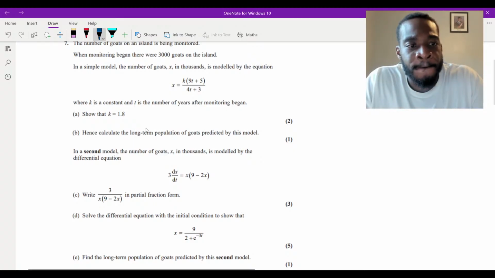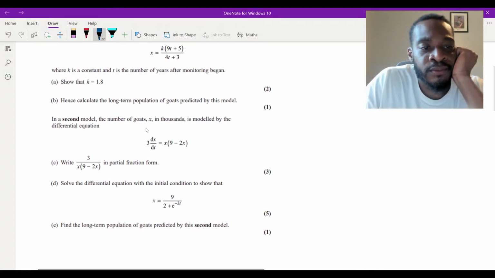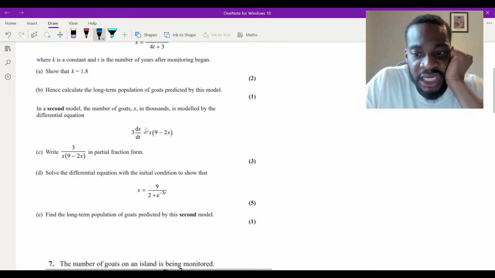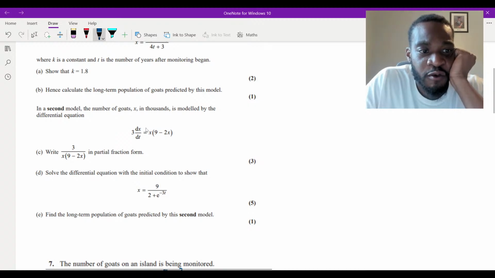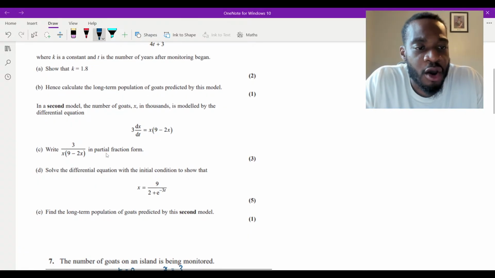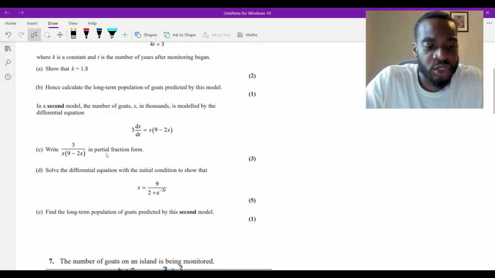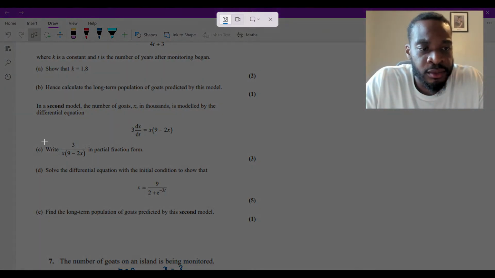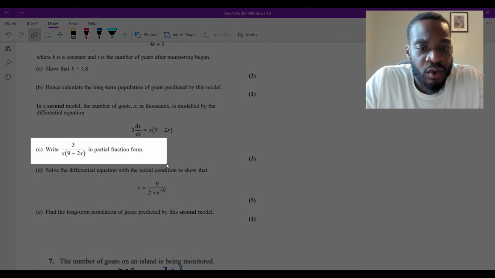So it says in a second model, the number of goats x in thousands is modeled by the differential equation 3 dx/dt is equal to x(9 minus 2x), right? Part C says write 3 over x(9 minus 2x) in partial fraction form. So let's do that and see what we get.